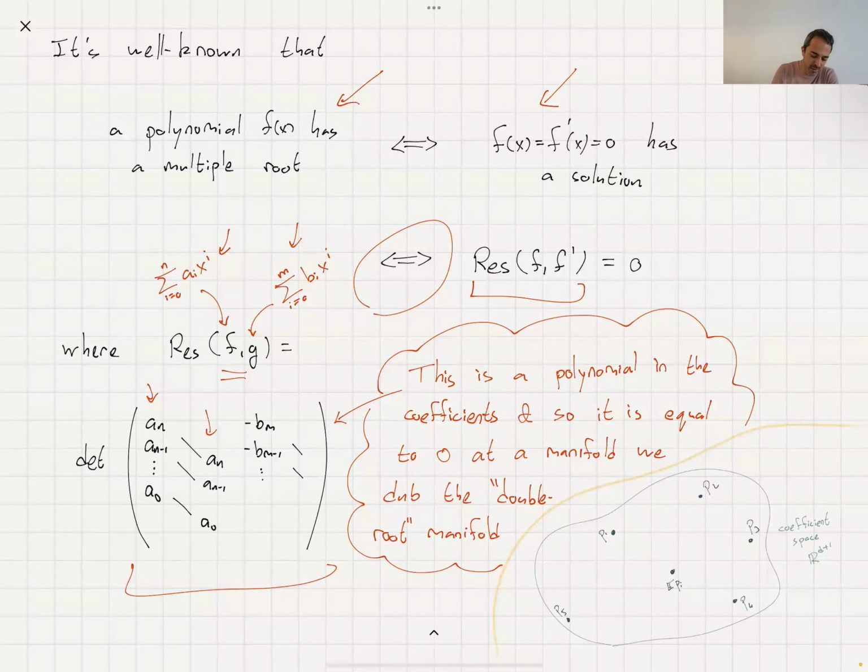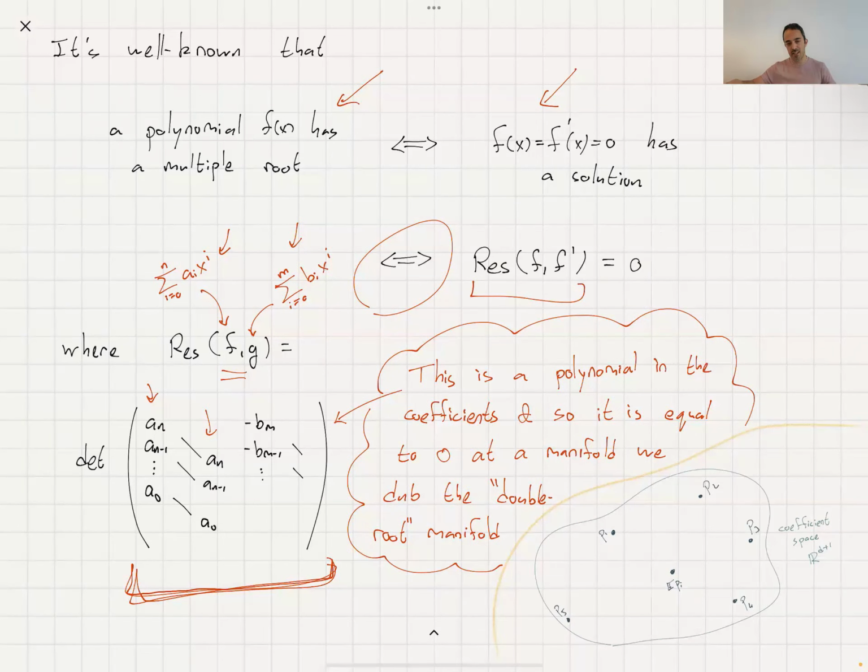So what's important for us is not really the particular form of this determinant. What we really need to understand from here is that there is a polynomial in the coefficients of F, right? The B's are the coefficients of F prime, which are determined by the coefficients of F. So there is a polynomial in the coefficients of F, and when that polynomial is 0, you know that F has a double root, okay?